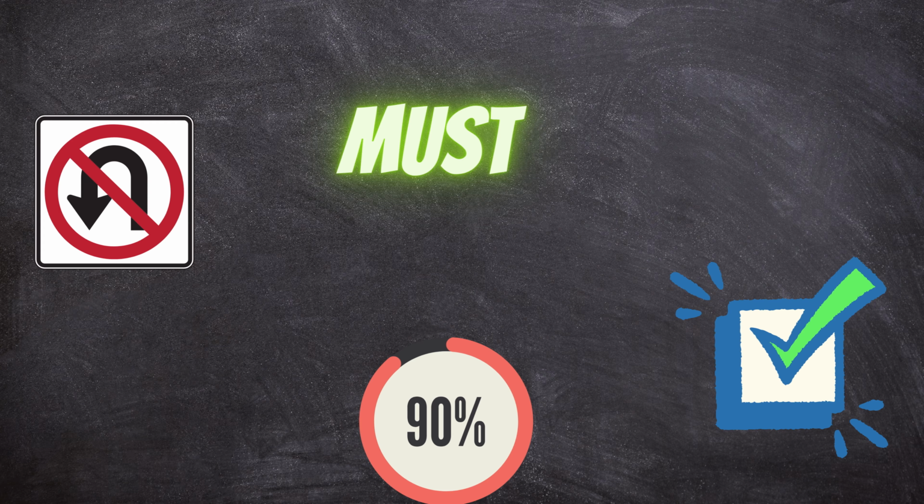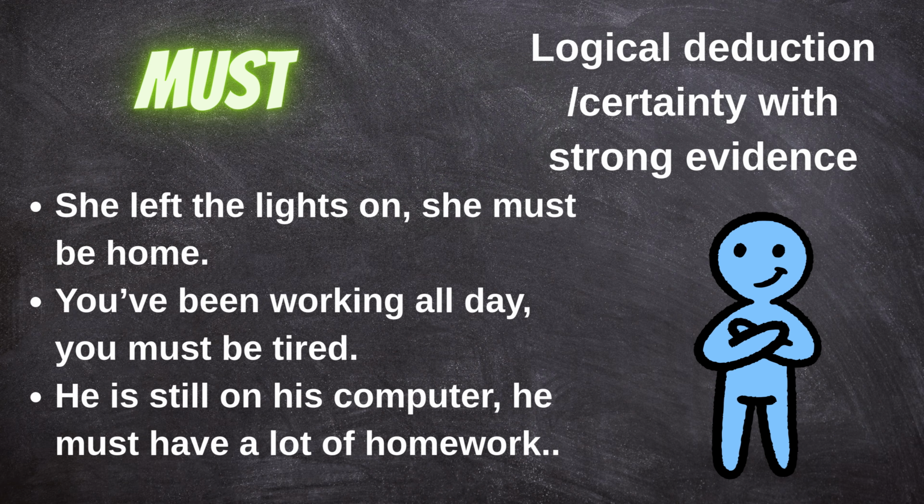Now, let's go with the second part of the video and talk about the last three modal verbs. We're going to start with must. Must is used to talk about situations that we believe are true based on strong or present evidence. Just like the first sentence, she left the lights on. She must be home. So we are deducing that she is home because she left the lights on.